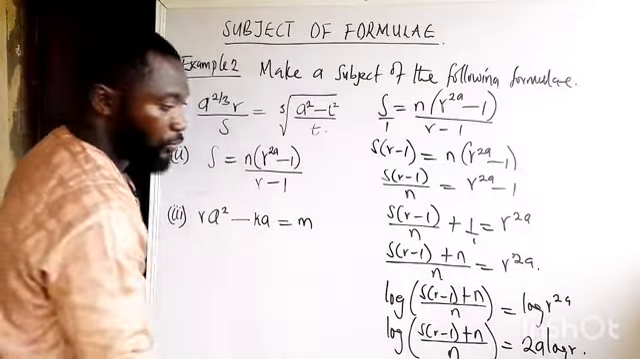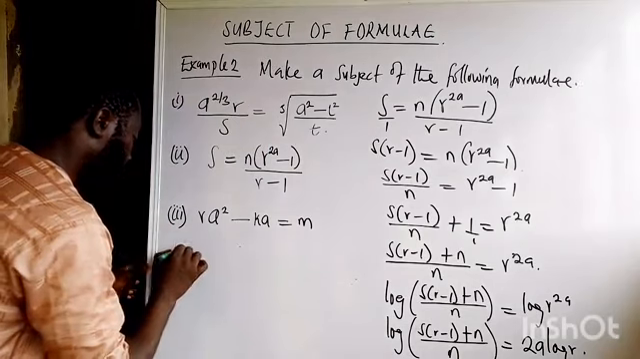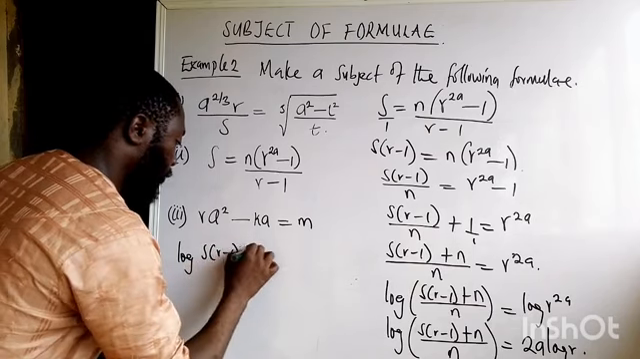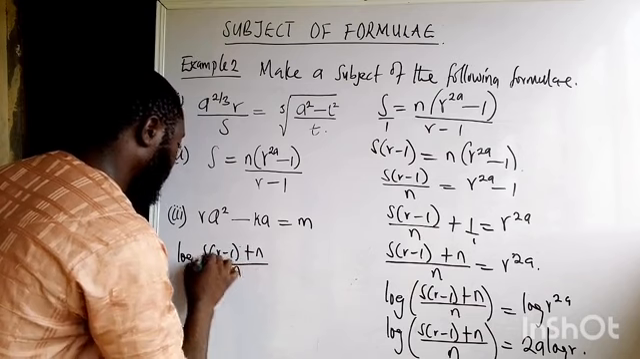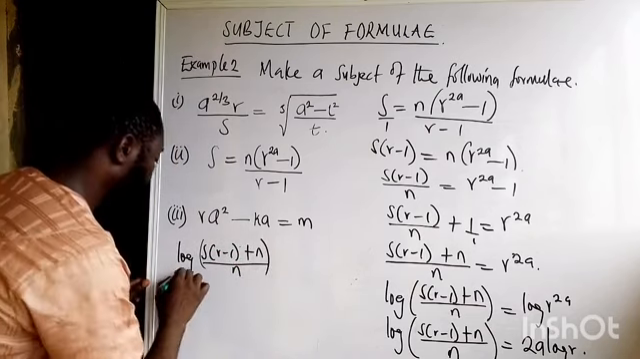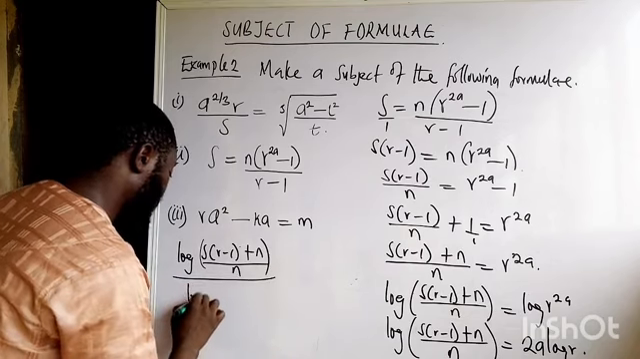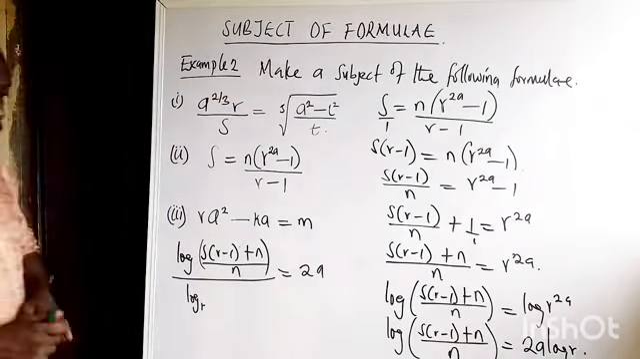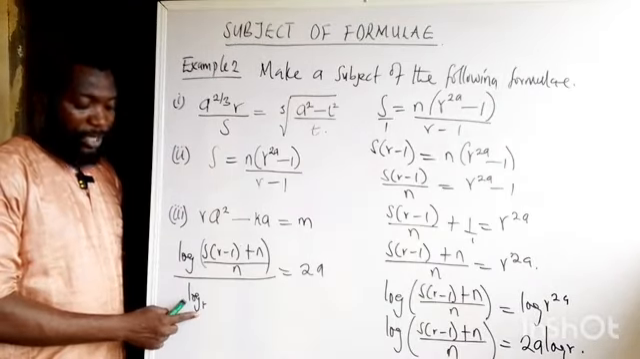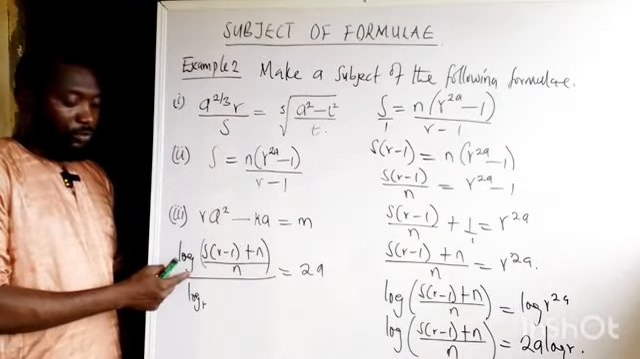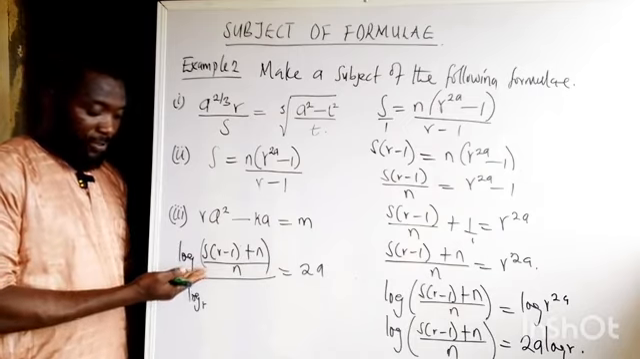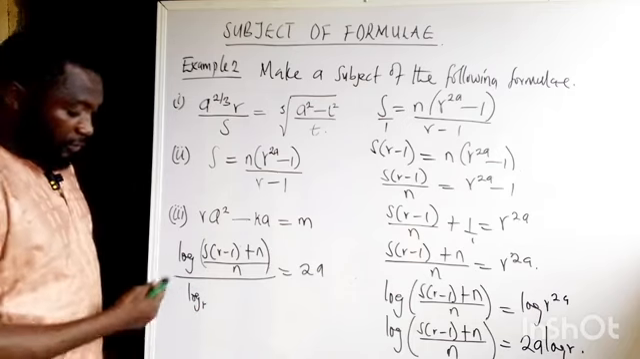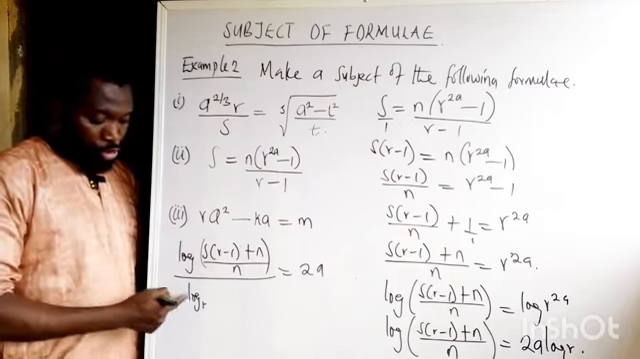By the time you divide both sides by log r, you are going to have log of s(r minus 1) plus n, divided by n, close the bracket, divided by log r, equals 2a. And from the rule of logarithms, look at this: the base here and the base here are the same. The base is automatically base 10, or I may decide it to be base e. What I just want to take from this is that the base here and the base here are the same. So I can just rewrite this.